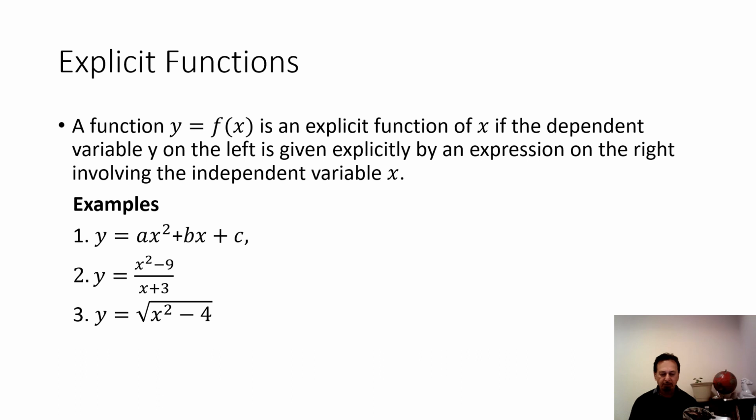Explicit function. A function y equals f of x is an explicit function of x if the dependent variable y on the left is given explicitly by an expression on the right involving the independent variable. So here are some examples. y equals ax squared plus bx plus c. y equals x squared minus 9 over x plus 3. y equals the square root of x squared minus 4.